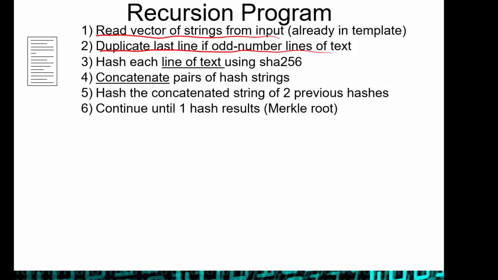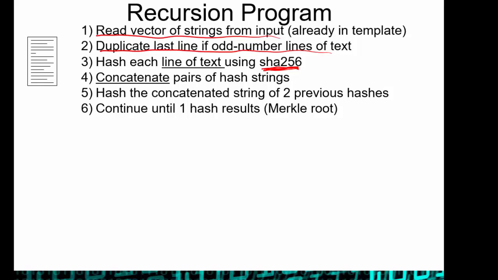Then what you'll do is you'll hash each line of text. And what you'll do is use the SHA-256 library. This creates that 256-bit hash, so you don't need to write the hashing function itself. This is included as a library file. It's included within the template file, so you don't need to worry anything about using it.